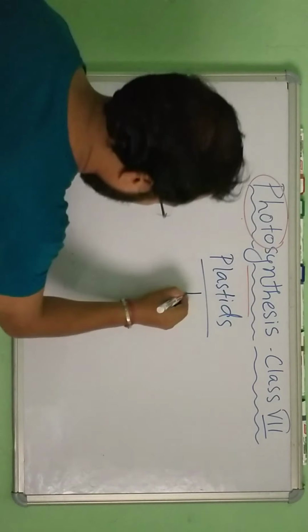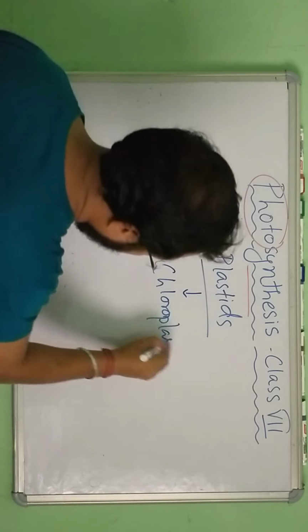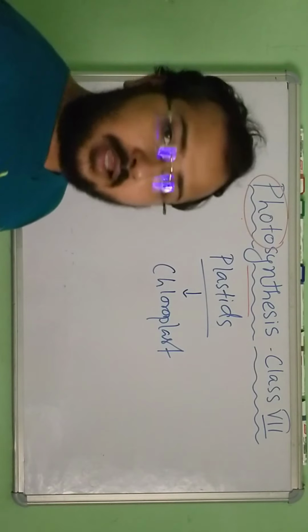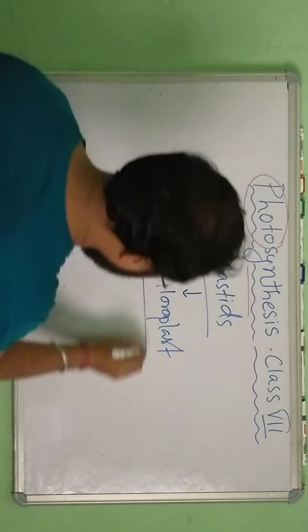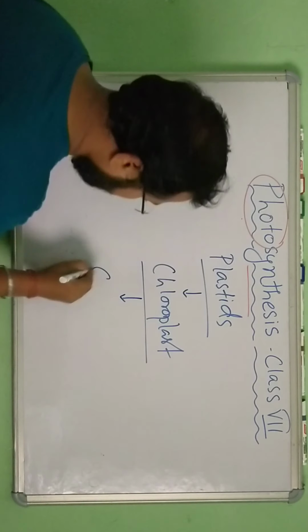So of the plastids, one type is chloroplast. Chloroplast is nothing but a plastid. Now this chloroplast, it contains what? Chlorophyll.